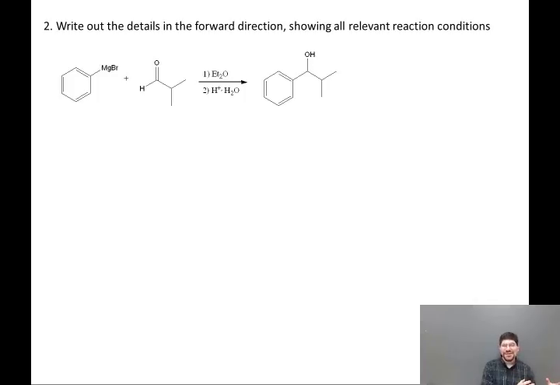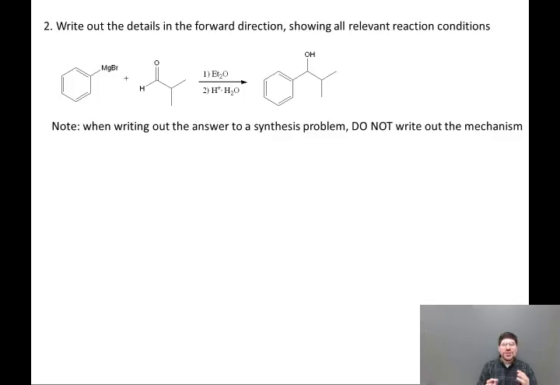Remember that ether is the solvent that you have to use for Grignard reactions, as we discussed in the previous lesson. And then after that reaction is complete, we will add H+ protons and H2O in order to put the hydrogen onto the oxygen. And then finally, you draw out your product. Note that when writing out the answer to a synthesis problem, do not write out the mechanism.